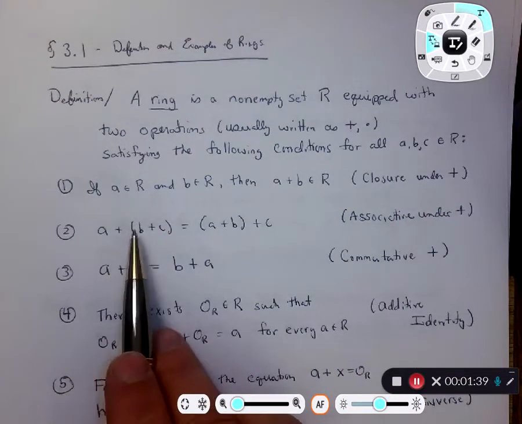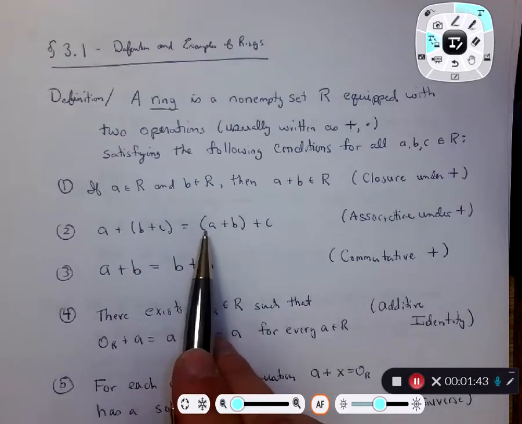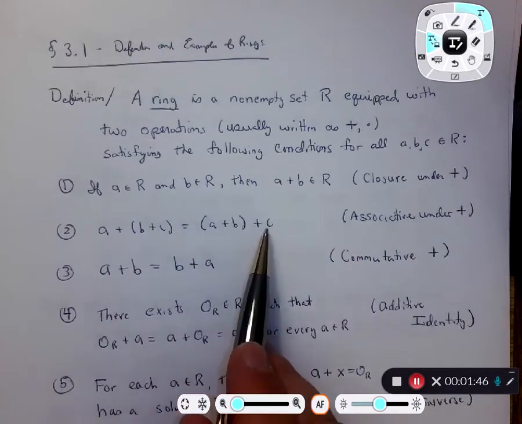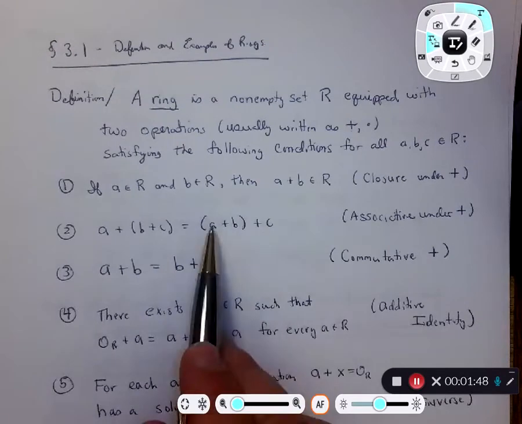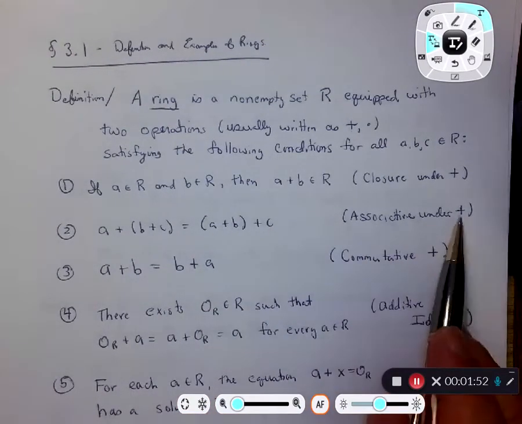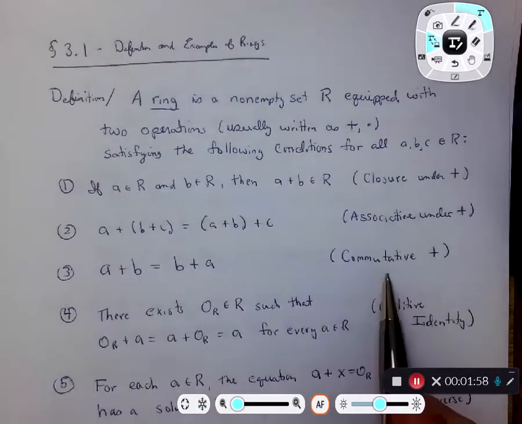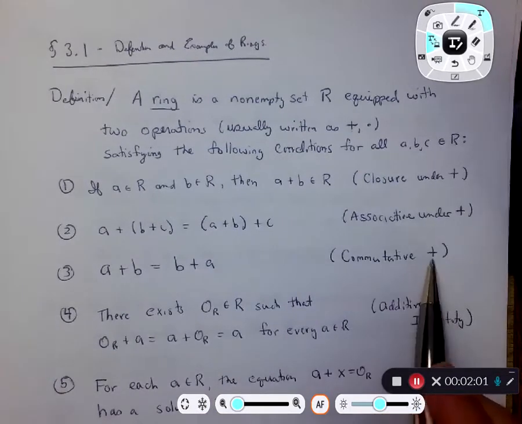Number two, a plus (b plus c) is equal to (a plus b) plus c. We move the parentheses around under the addition. That's called associativity under addition. Number three, a plus b is equal to b plus a. We move elements around. That's called commutativity under addition.